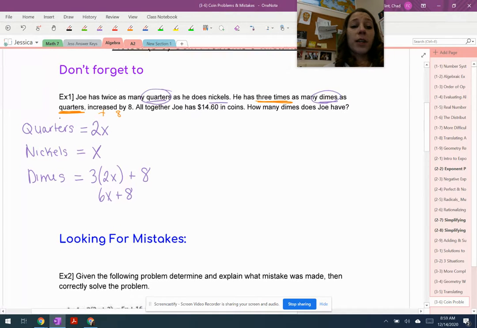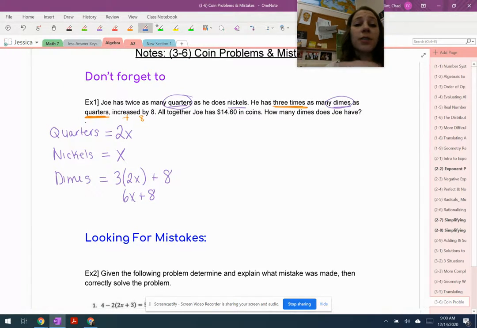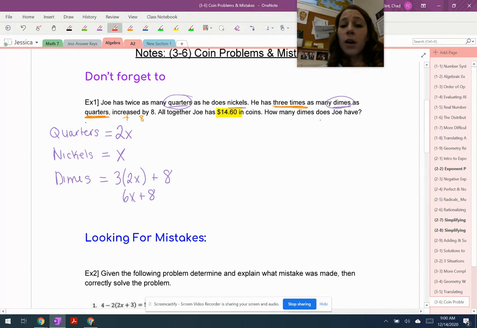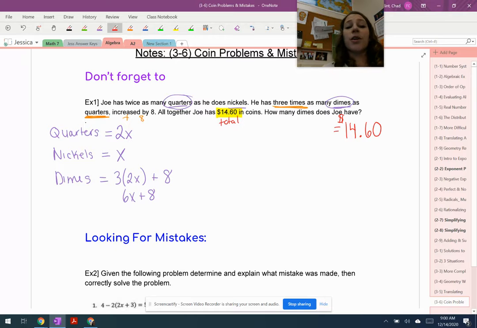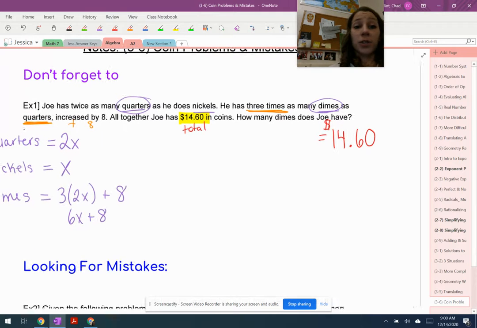Okay, so you might think that this is where we can go ahead and use that last little piece of information about having that total of 14.60, where we would just be able to add all these up and set it equal to 14.60. However, the problem is that this 14.60 is money, and right now these expressions are just representing the number of quarters and the number of nickels and the number of dimes, not how much they're worth. So this is where we come back to the don't forget to.